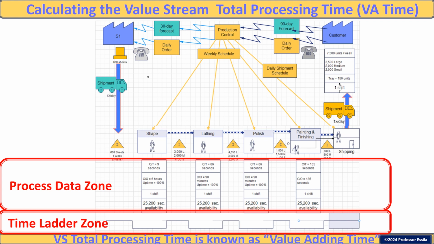Now, how do we calculate the total processing time of a value stream? This is also known as value adding time. We look at 2 areas on the current state map, the data box and the time ladder zone. Note that the total processing time of the value stream equals the cycle time, as all steps flow continuously and process one part at a time. This is also known as single piece flow or one piece flow. So these are the 2 zones that we're going to use to calculate our total processing time.